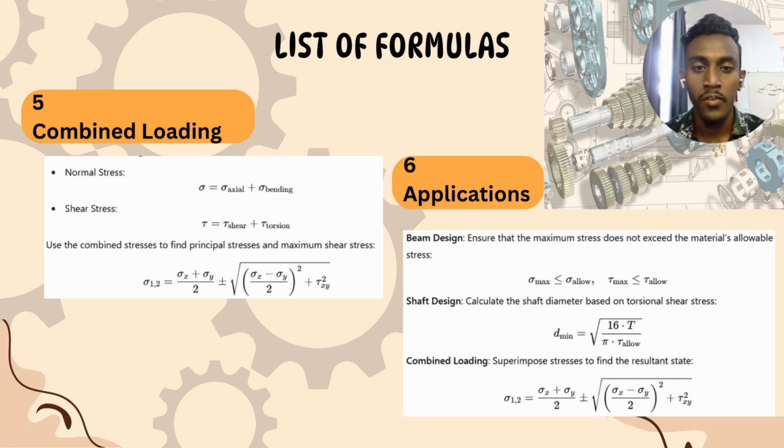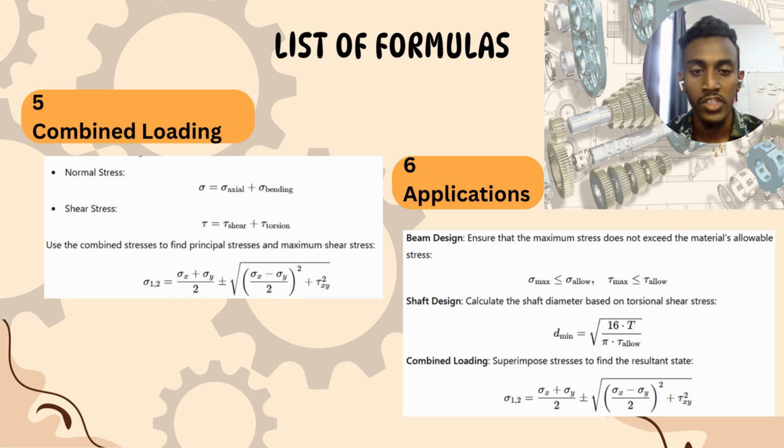Okay, the following formula we are using in this part, the fifth, is combined loading. Combined loading has two stresses, normal stress and shear stress. These two combined stresses are used to find the principal stress and maximum shear stress. And the sixth thing we use is application.